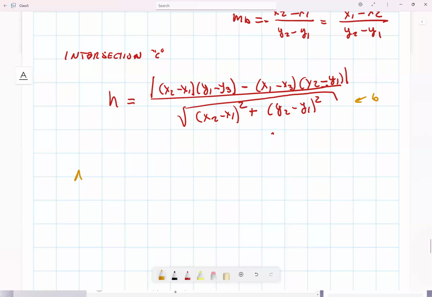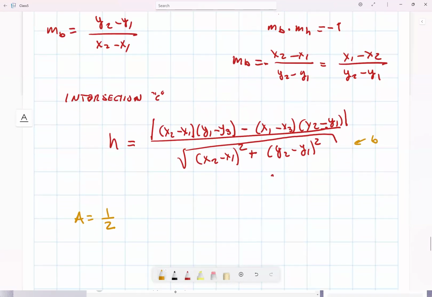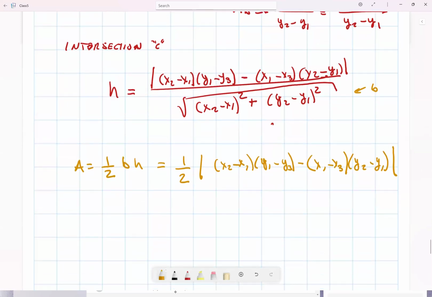So the area then is going to be 1/2 of B times H. So the area is 1/2 of the absolute value of x2 minus x1 multiplied by y1 minus y3, minus x1 minus x3 times y2 minus y1. Absolute value. All right. This looks ugly. This is x3. The cross product is the same thing. Yes, same.